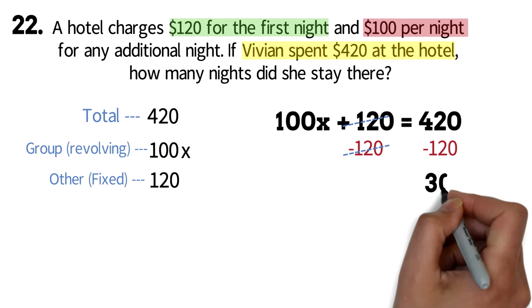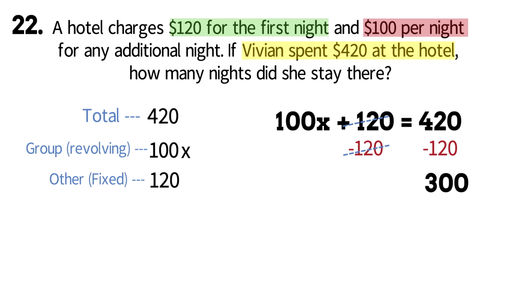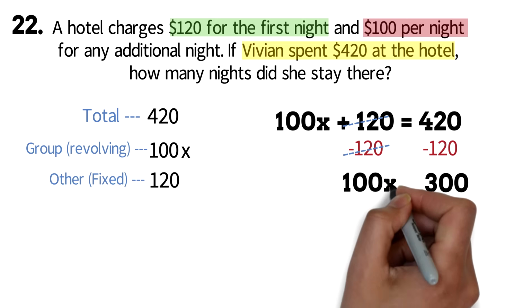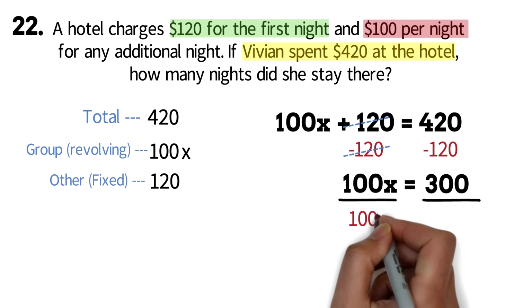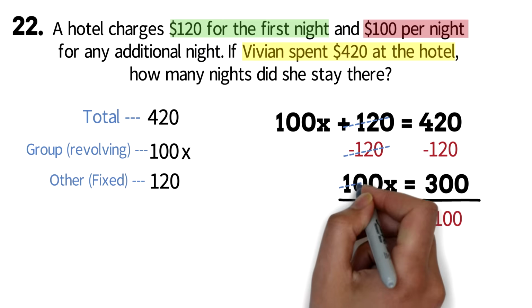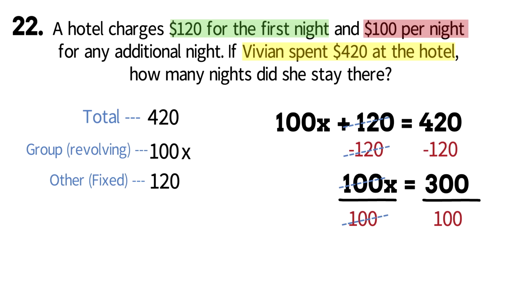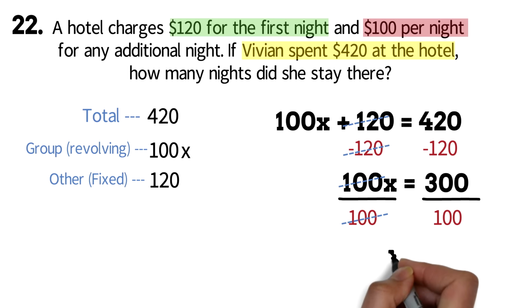420 minus 120 will be 300. So we have 100x equals 300. Next, we will divide both sides by the 100. This will cancel out. 300 divided by 100 is 3. So x equals 3.